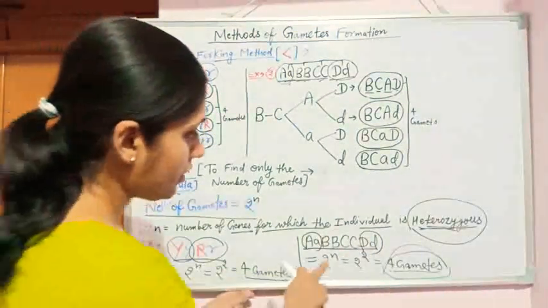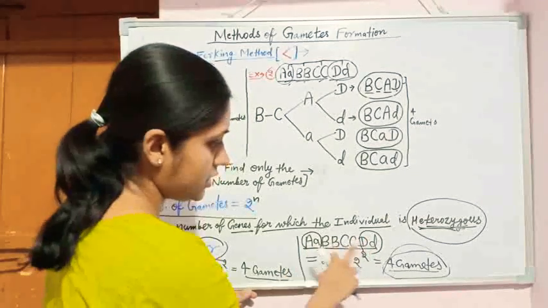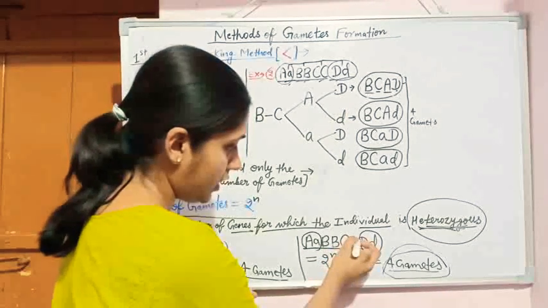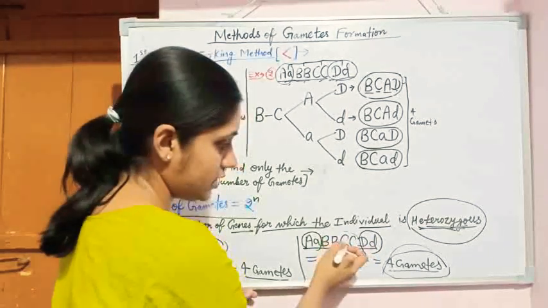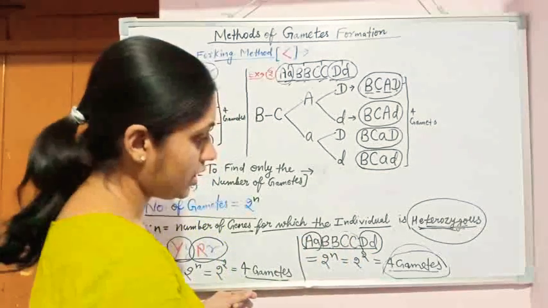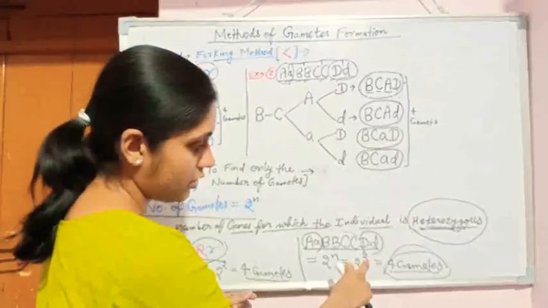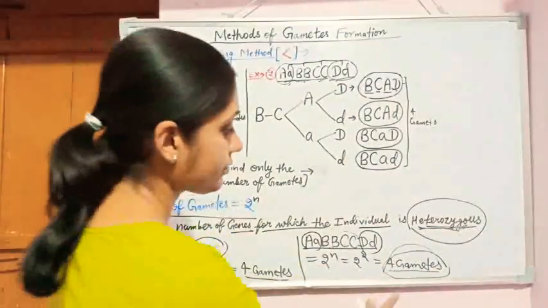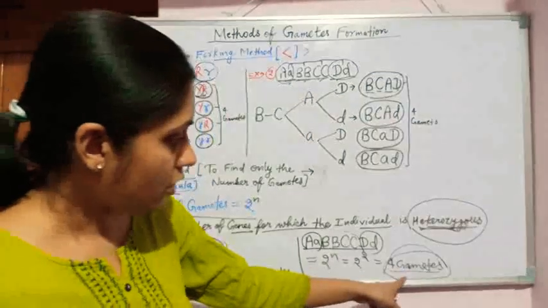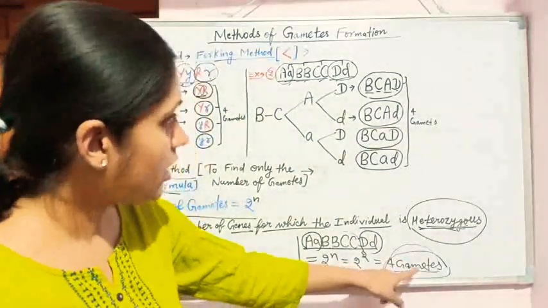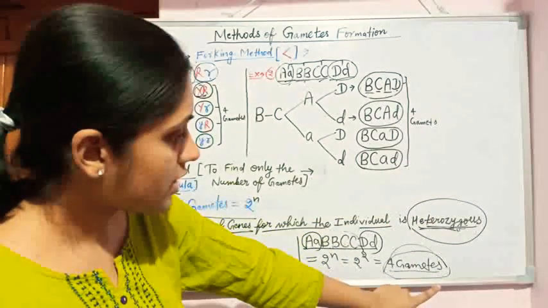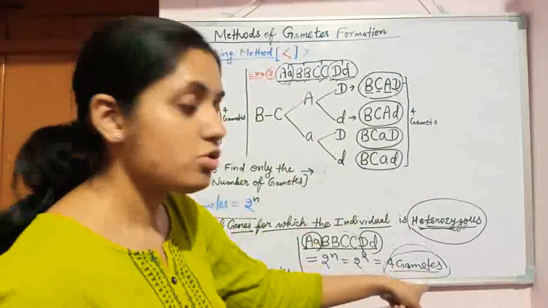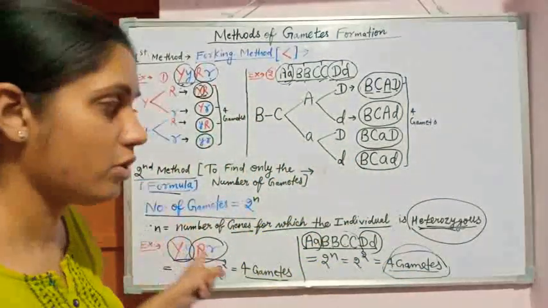Here only 2 genes are heterozygous. These others are homozygous, so we cannot count the capital B and capital C. So here n is equal to 2 for this and this, so 4 gametes are formed. You can also check your answer by this, and you can also understand the structure of gametes by the forking method. But in a short time you can use the formula method.